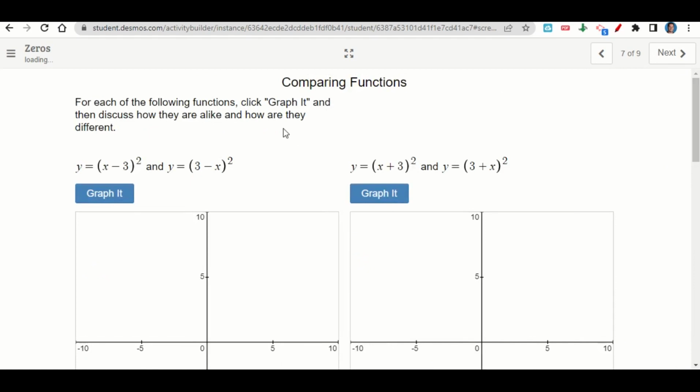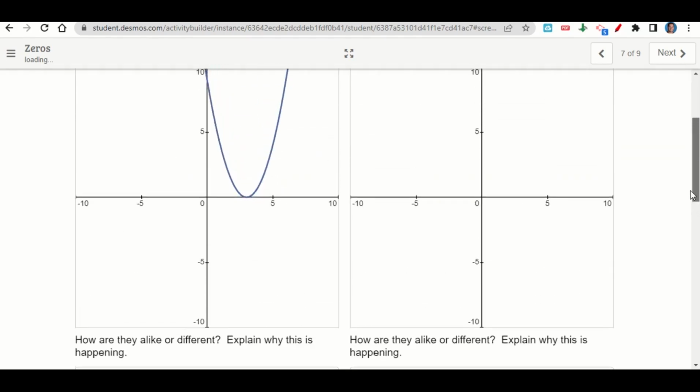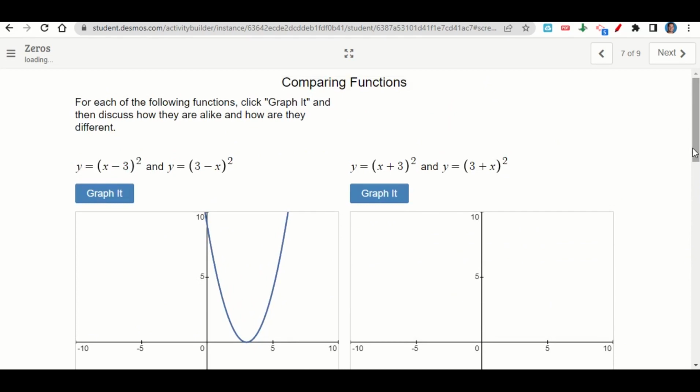Now for each of these ones, we're going to click Graph It and then discuss how they are alike. So we have (x minus 3) squared and (3 minus x) squared. So I hit Graph It. And notice they're the exact same. So you're going to go ahead and state how they're the same and how they're different. And then try to explain why that happened.